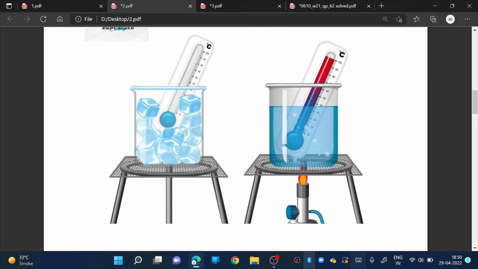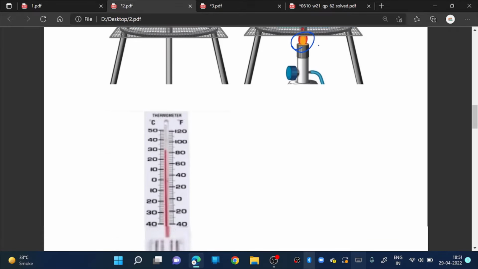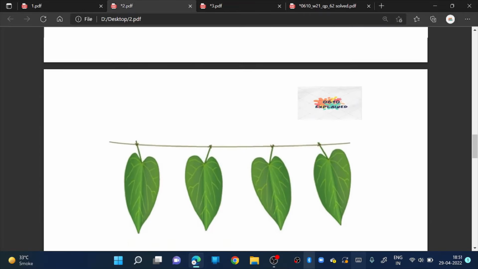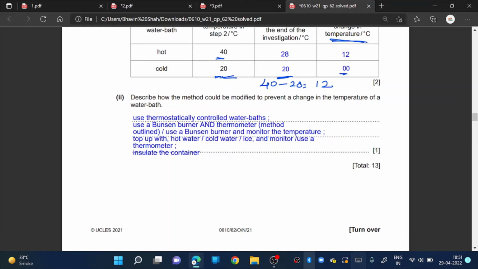This is a normal water bath, like I was telling you, where the thermometer can be inserted here. This is the cold water bath, this is the hot water bath. You can see the Bunsen burner has been ignited to raise the temperature of the water. You can also see on the thermometer the temperature is increasing, and here you can see there is no change in the temperature. This is also a thermometer, called a room thermometer, which will measure the temperature of the room.